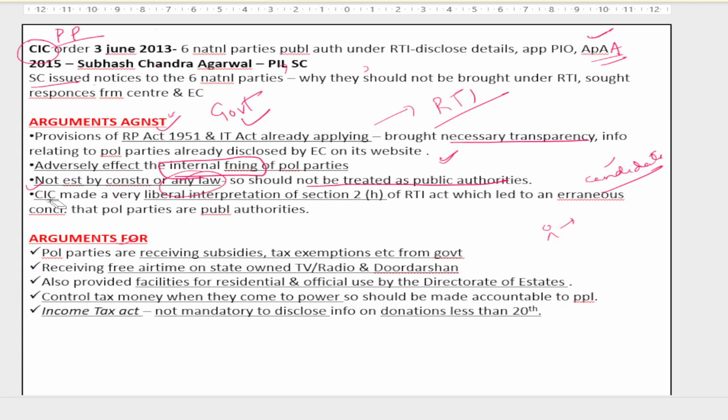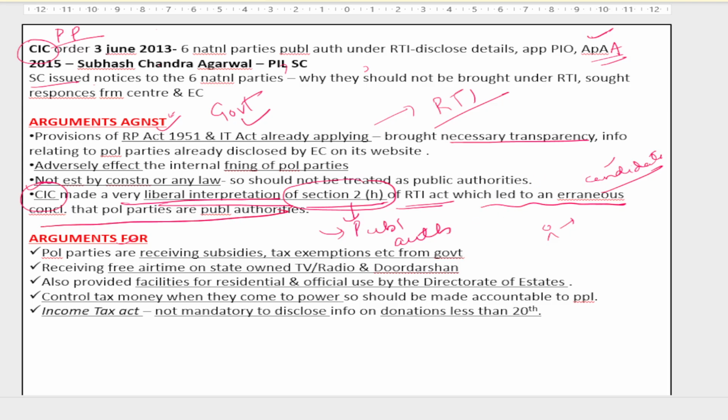Also, the Central Information Commission has made a very liberal interpretation of Section 2 subclause H of the RTI Act. Section 2H deals with the definition of public authority. And this led to an erroneous conclusion that political parties are public authorities. Now these were the arguments against bringing political parties under the RTI Act.